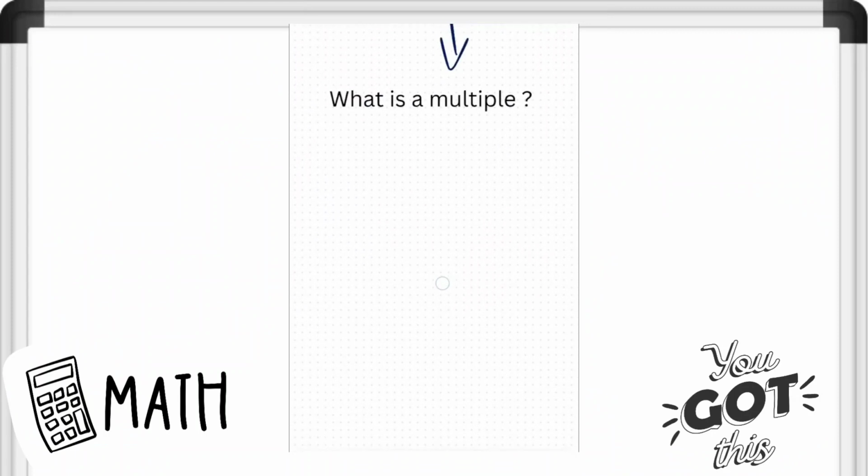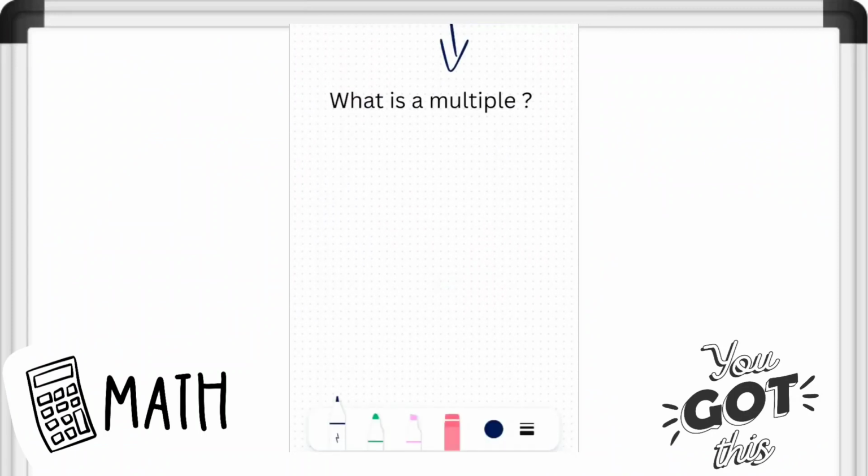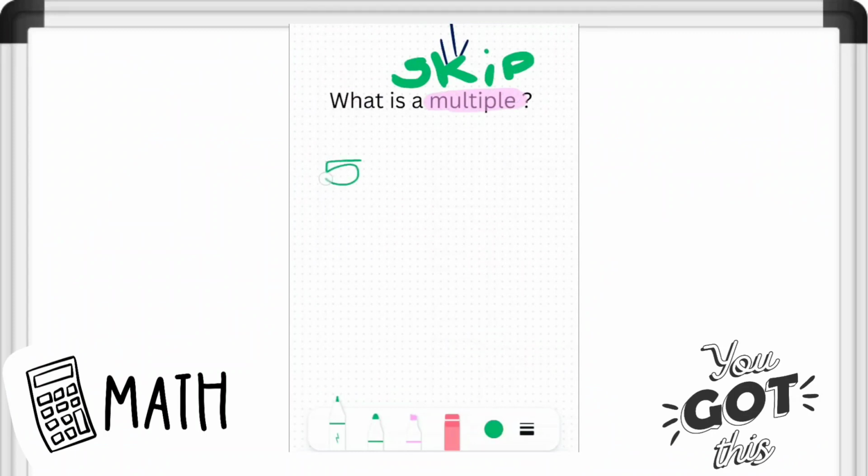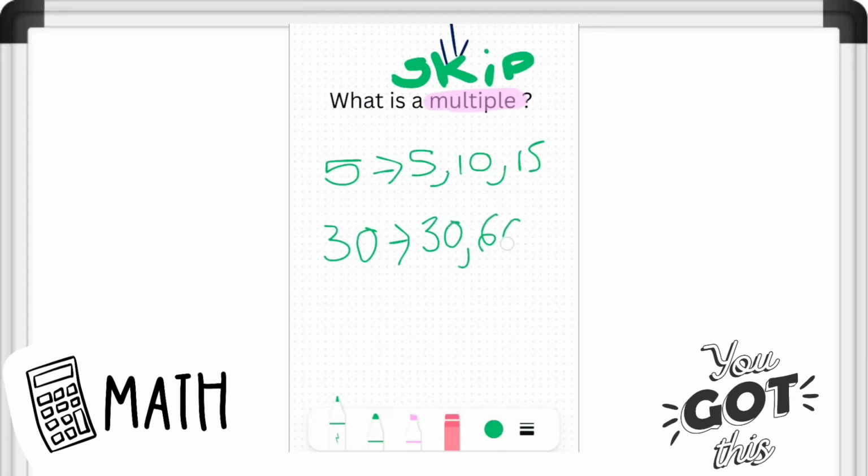Now let's look at multiples. What is a multiple? Well, a multiple is a number that goes bigger. So it's skip counting. Write it here: it's when we skip count. So for example, if I'm asking for the multiples of 5, you're just going to skip count. You're just going to count the 5s: 5, 10, 15. If we ask for the multiples of, let's say, 30, we'll count in 30s: 30, 60, 90.